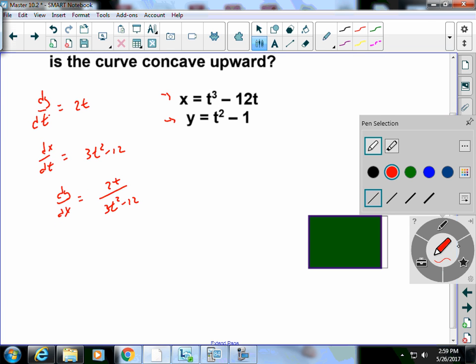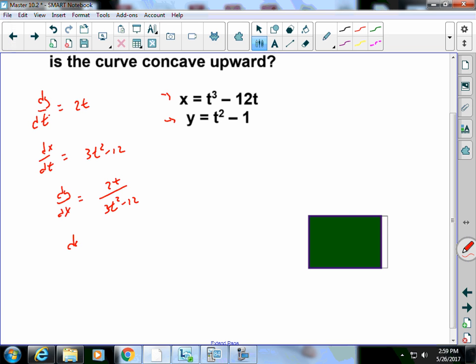I then need to take dy/dx and differentiate it to get my second derivative. Well, here comes the mess. It's a quotient, so I take the denominator and square it. Then I take the derivative of the top, which is t, times the bottom, 3t squared minus 12, subtract from it the derivative of the bottom, which is 6t, times the top, 2t.